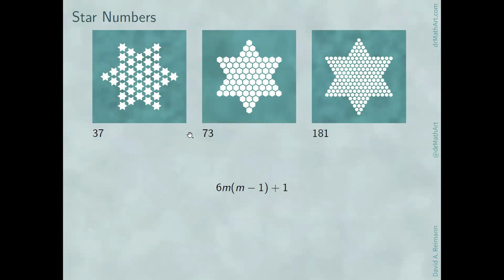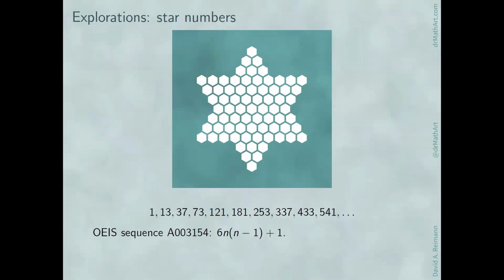There's also another fun pattern called star numbers, and these include the numbers 37, 73, 181. 121 is also one of these numbers. Here you can see that depending on the pattern, I chose to use little individual stars, here hexagons, here just circles, just to add a little bit of variety to these patterns to give them some distinction. As I mentioned, the star patterns are of the form 6n times n minus 1 plus 1.